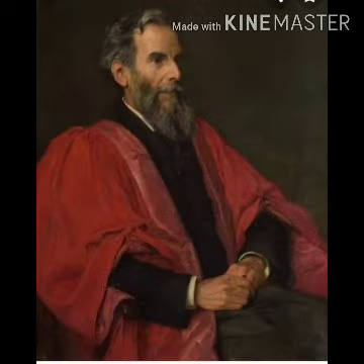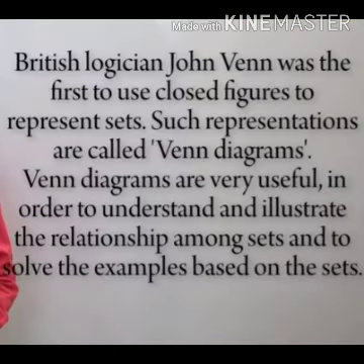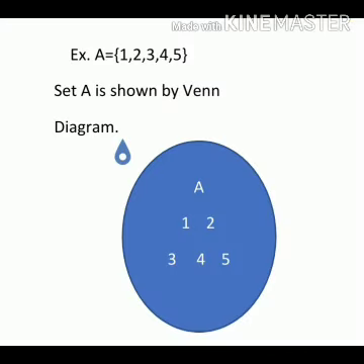John Venn was the first to use closed figures to represent sets. Such representations are called Venn diagrams. Venn diagrams are very useful in order to understand the relationship among sets. Here we try to understand the Venn diagram by the following example.